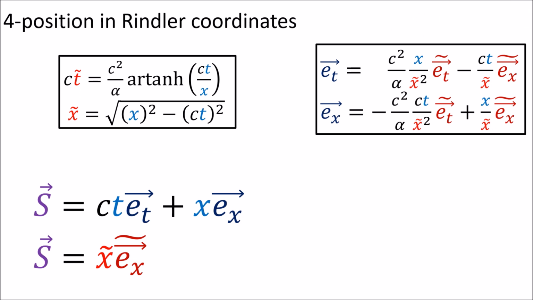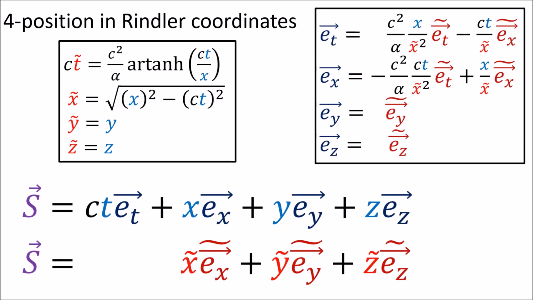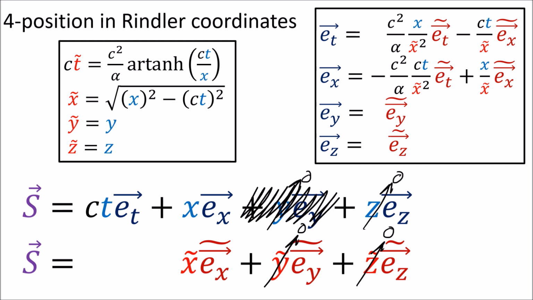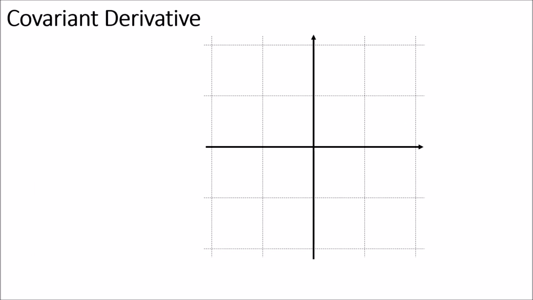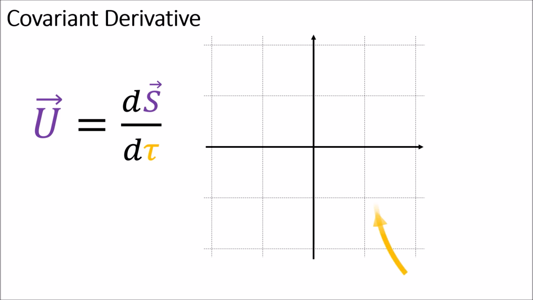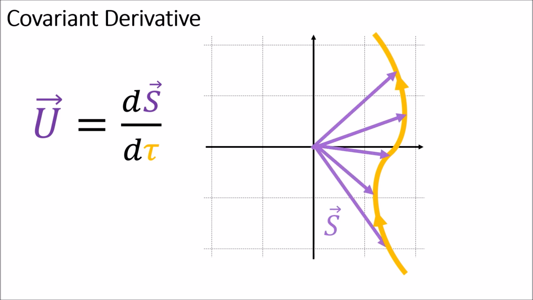And technically speaking, a 4-vector should have 4 components in spacetime, but I'm going to assume that the y and z components are 0 in this video for simplicity, and just use time and x. With the review out of the way, let's take the covariant derivative of the four-position vector S with respect to proper time tau. So basically, we have an observer whose four-position vector S is moving along a world line parameterized by the proper time tau.